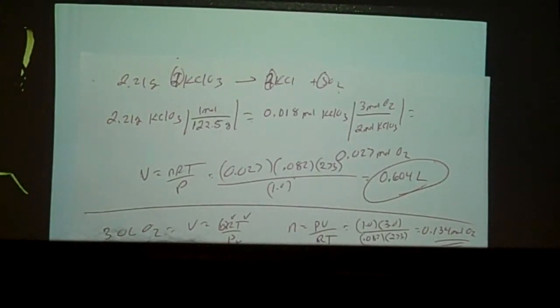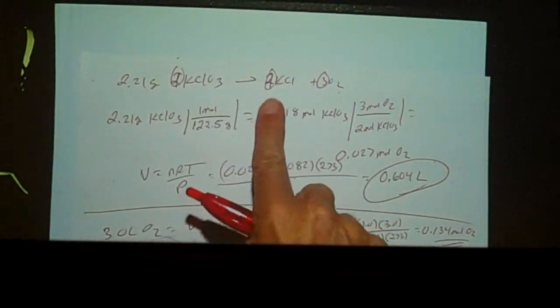Now, what do I know? This should make sense. You can do this math all day long if you want to. If you have exactly 0.134 moles of O2, and you're holding that at standard temperature and pressure, 1 atmosphere of pressure, 273 Kelvin, the volume of that gas is going to be exactly 3 liters. Exactly 3 liters. Does that make sense? It has to be. So I know for a fact this is the number of moles I need.